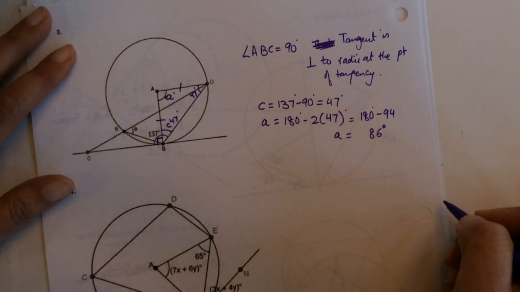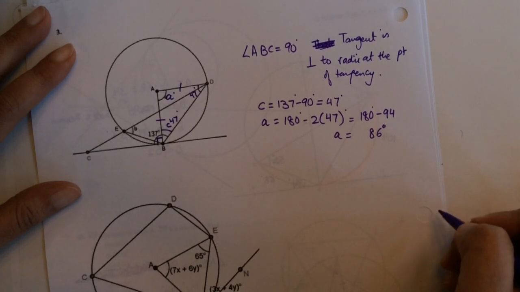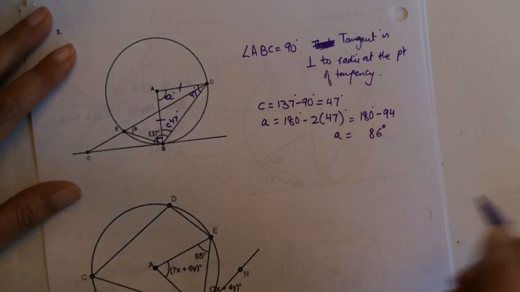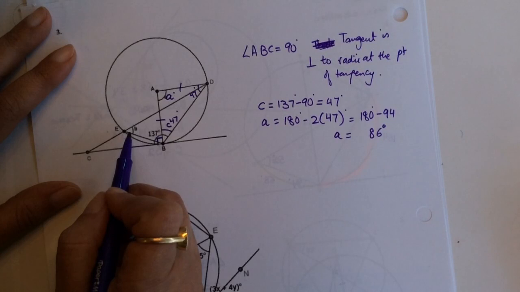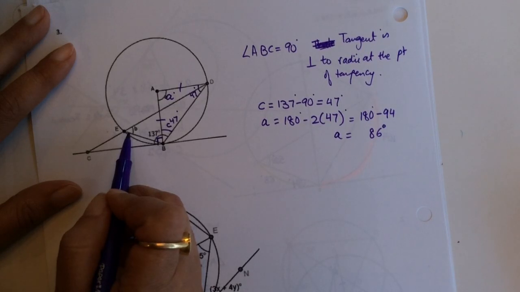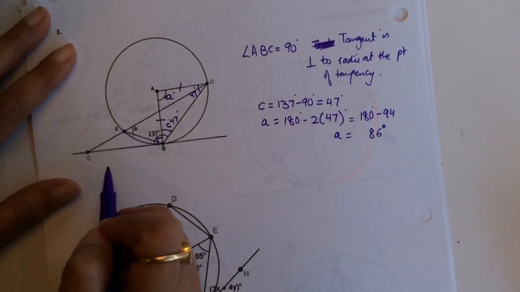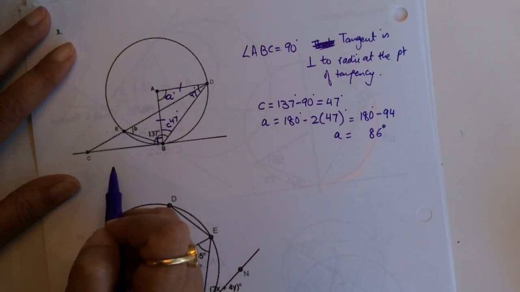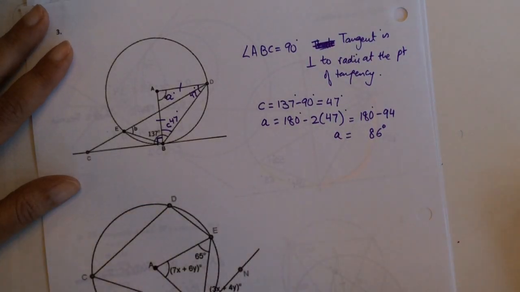Okay, so if that is 86 degrees, can I figure out this angle B? So to figure out angle B, I can look at a couple different things. Take a minute and see what you can do to figure out what B will be.